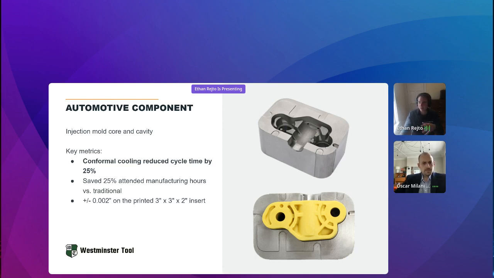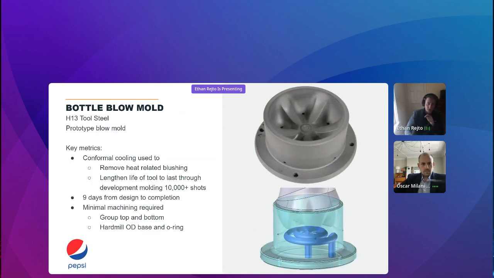Again, you can see they did a little bit of grinding on the outside just to make sure it was perfectly seated, but they left all this feature detail as printed. And you can see the surface finish you get right off our machine, right off our printed inserts. Another very interesting one was with PepsiCo.